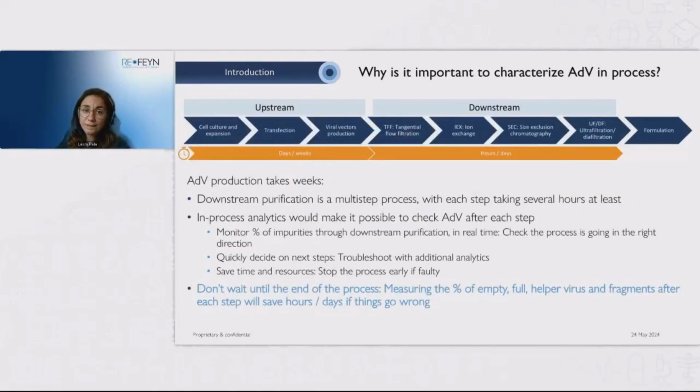Let's look in more detail at why it would be advantageous to characterize lentiviruses in process. Again, here we have a nice flowchart showing the various steps in the upstream and downstream purification. This is just an example. Every manufacturer would have their own series of steps. However, what is definitely true is that each step in the downstream purification would take several hours. And if you had in-process analytics to look at each of these steps within minutes, you could monitor the lentivirus enrichment throughout the downstream purification in real time.